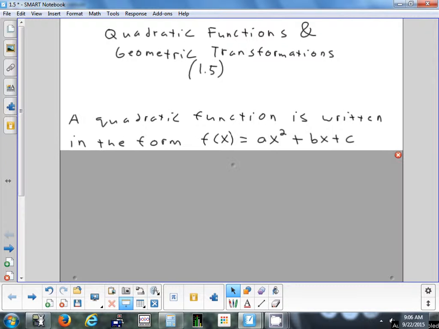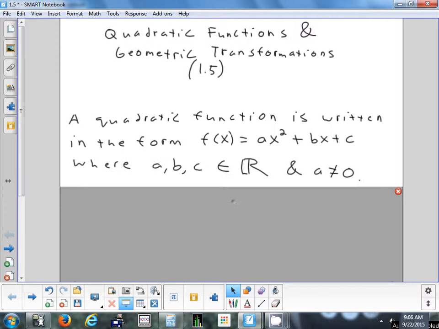So in general, that's how a quadratic function is written, or at least that's one way to write it. Ax squared plus bx plus c. And a, b, and c can be any real number that you want, except a cannot be 0.